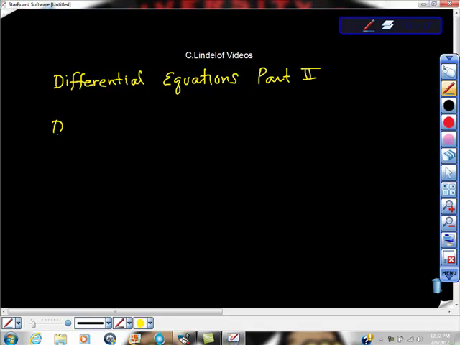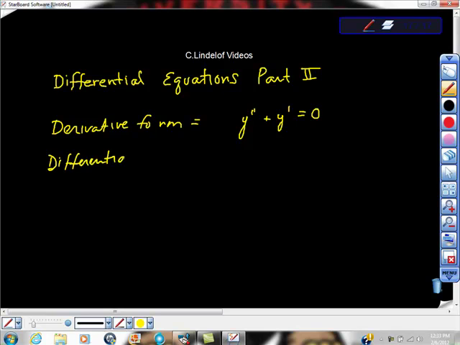The first form is the derivative form, which would look like this: y double prime plus y prime is equal to 0. The other one is the differential form. I'm going to get through this quickly, but just so you know the forms, so you know if you're seeing it or not, it would be like this: the second derivative of y in terms of x plus dy/dx, again, is equal to 0.